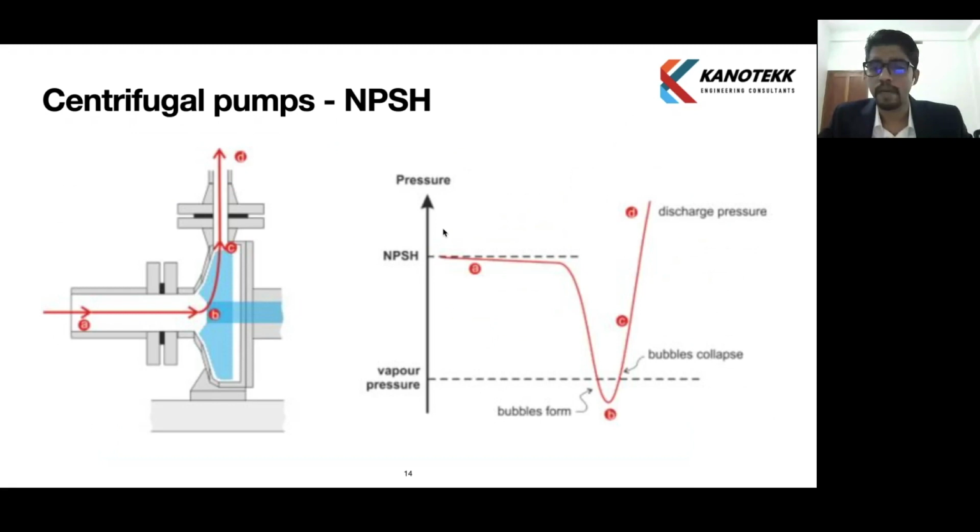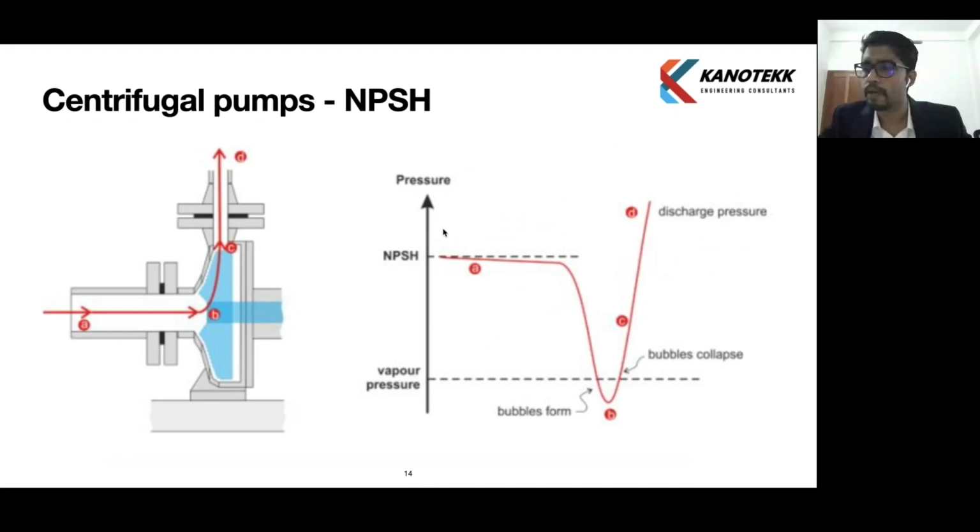So the bubble formation: when the graph goes below the vapor pressure, I mean if the pressure drops at the impeller area below the vapor pressure of the fluid, bubbles form. These bubbles are actually boiling. We call it bubble, but the fluid is actually boiling. If it is water, it is actually boiling. So it forms bubbles, and these bubbles collapse when the pressure rises above vapor pressure.